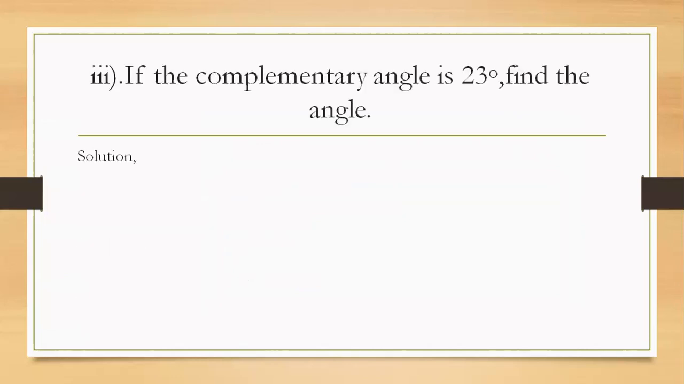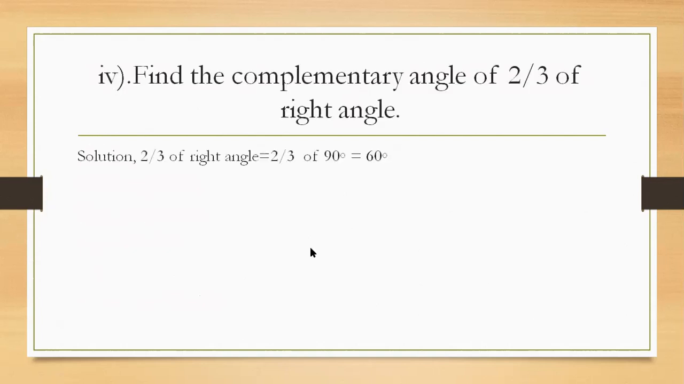And now the next one: the complementary angle is 23 degrees, and find the angle. Suppose that angle is x. Then when you add them, it will be 90 degrees. Then when it goes here with a minus, subtract it, and you will get the value of x. Okay, 67 degrees.